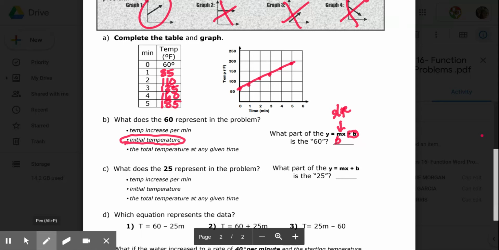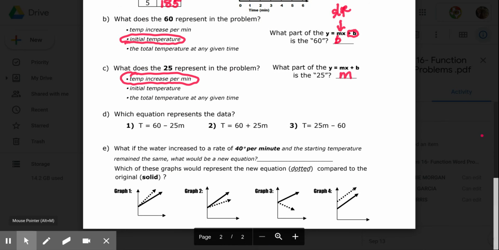Letter C says, what does the 25 represent in this problem? Well, again, this is obvious. It's going to be the temperature increase per minute, not the initial. We already identified the initial, and it's not going to be the total temperature at any given time. So what part of the y equals mx plus b is the 25? Well, that represents the change in temperature. It's the rate. The slope and the rate mean the same thing. So that would represent m.